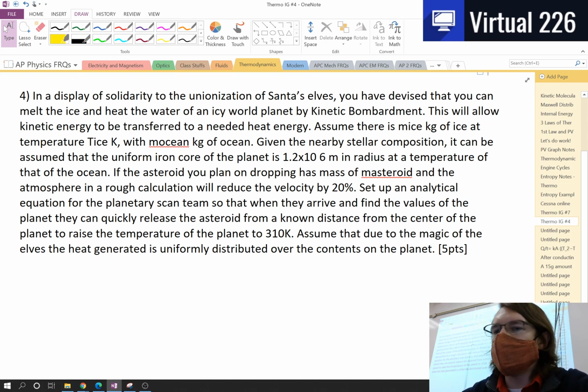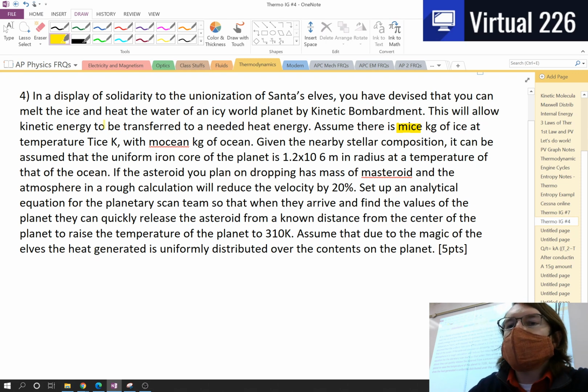Okay, in a display of solidarity to the unionization of Santa's elves, you have devised that you can melt the ice and heat the water of an icy world planet by kinetic bombardment. This will allow kinetic energy to be transferred to needed heat energy. Assume that there is some mass of ice in kilograms. So that's not the word mice there. That's the mass of ice in some kilograms at temperature T ice. So the ice is at a temperature, and it's resting in some mass of an ocean with some mass.